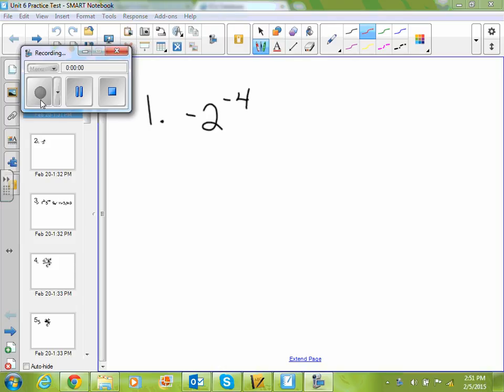Let's review. Number one, we are using our law of exponents. All those first questions are from sections 6.1 and 6.2 on the law of exponents. So negative 2 to the negative 4th power. How do we simplify this negative exponent?